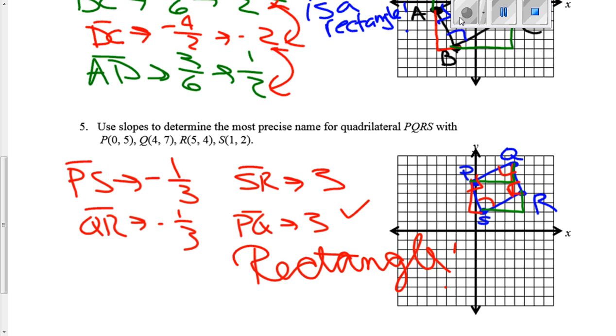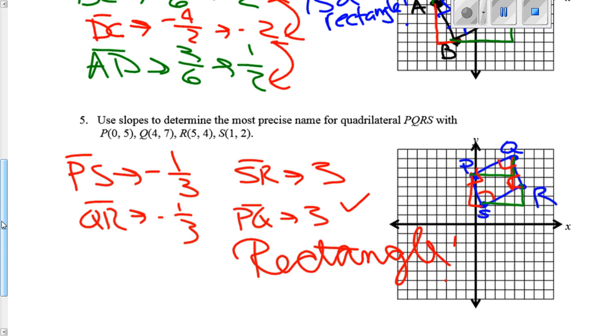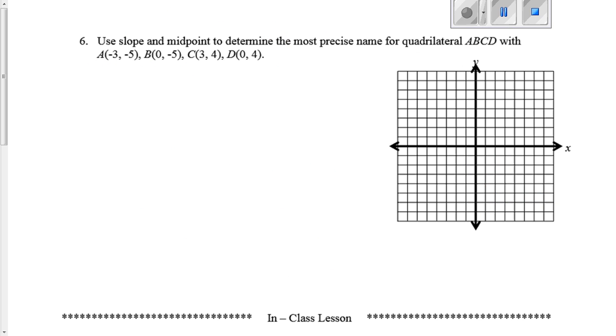All right, so we have one more problem to do. Let's go ahead and flip the page. All right, and the last one, it says use slope and midpoint to determine the most precise name for the quadrilateral. Remember, if the midpoint is the same, that's telling you the diagonals cut each other in half. That doesn't necessarily mean that they are congruent, it just means they're cut in half. The slope is what's going to tell us whether right angles are formed or not. So go ahead, start by plotting your points.